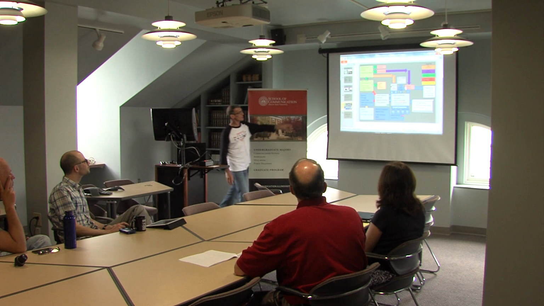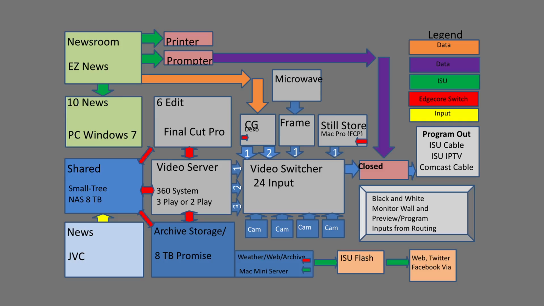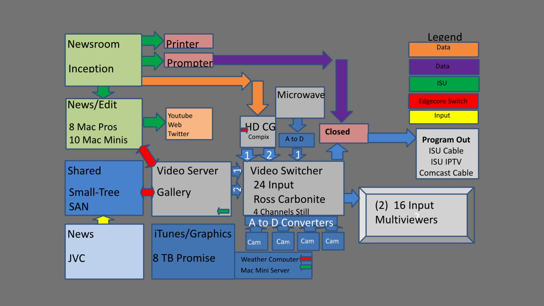So we're back to the original workflow. Well, the original after our first technology purchase. You can see here we lost the still store that we used to have up here. It's gone. I no longer need a frame sync. All I need is to convert this from analog to digital. The switcher on every input is a frame sync. I do need to add A to D converters for the cameras. I've got my multi-views from the Carbonite.